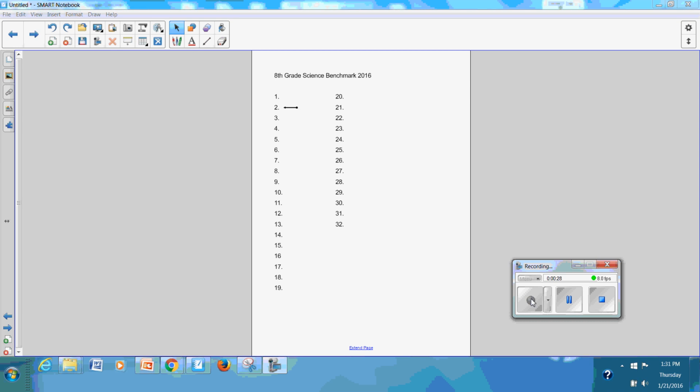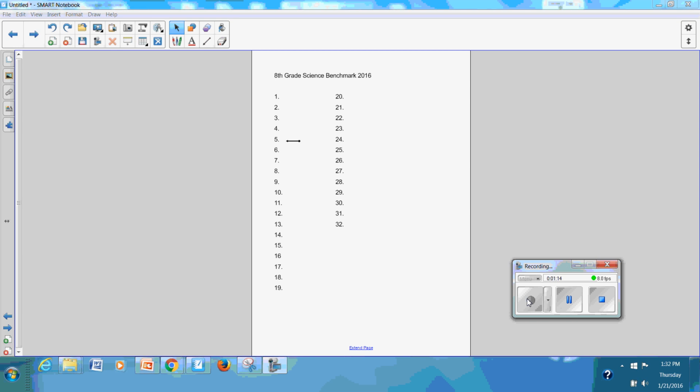Question 2. When determining an element's identity, what is the most important subatomic particle to examine? Is it F, protons, G, neutrons, H, electrons, J, neutrinos? Question 3. Which of the following equations follows the law of conservation of mass? Question 4. Which of the atoms below has the lowest atomic mass?